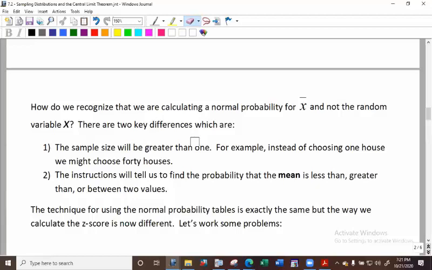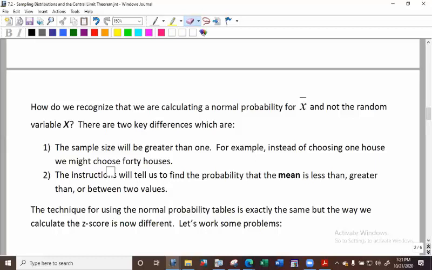For example, choosing one house in a certain price range, you might choose 40 houses. I'm trying to think of the MyMathLab problem we were just doing, the trucking thing, wasn't it? If you take one trucker and their miles, that would not be this, because there's just one. But if you're choosing more than one, you have to incorporate the divided by the square root of n.